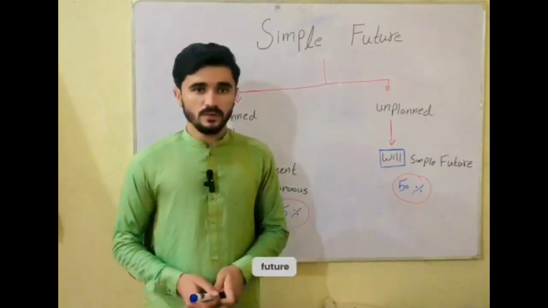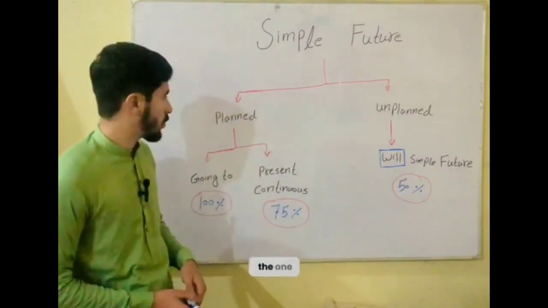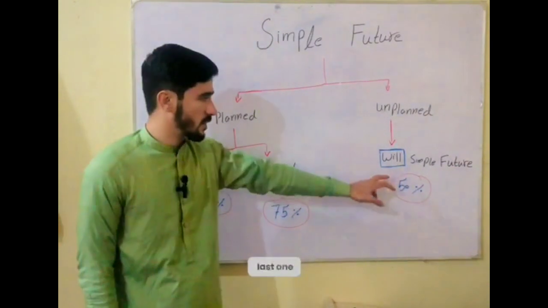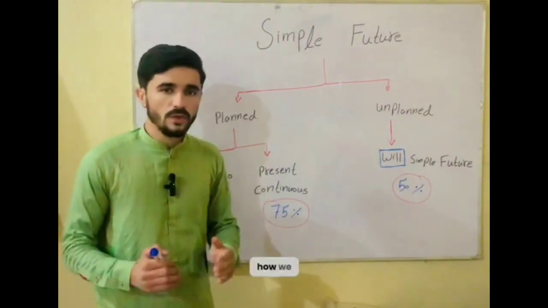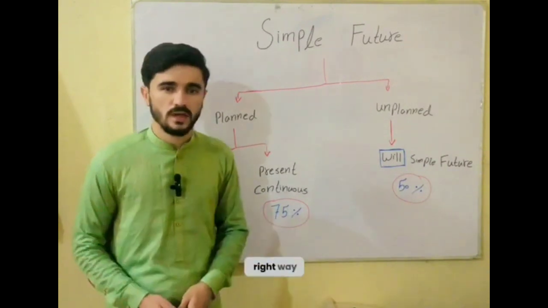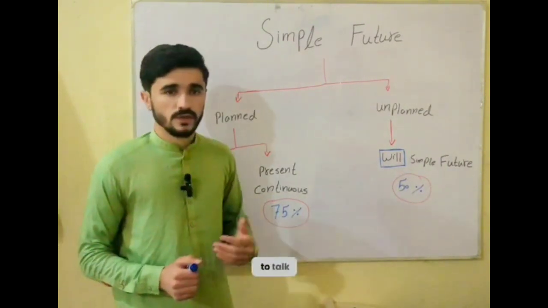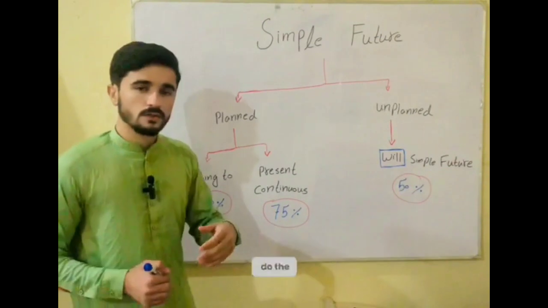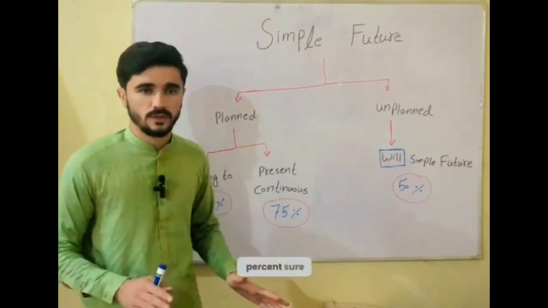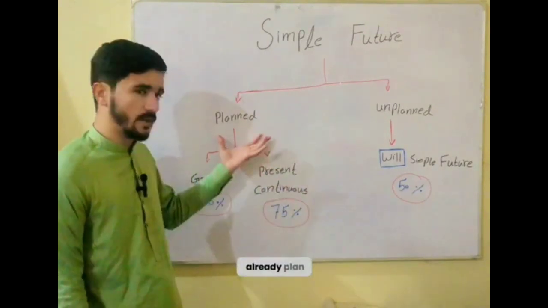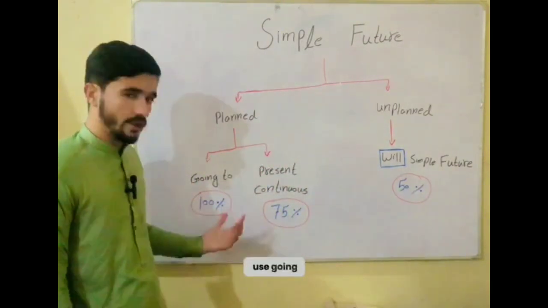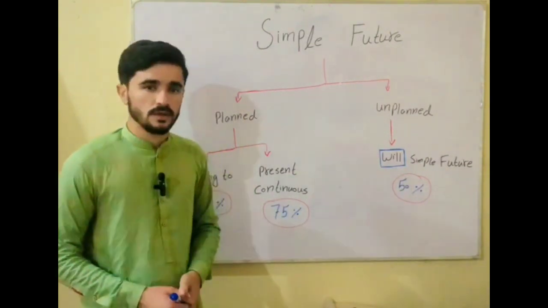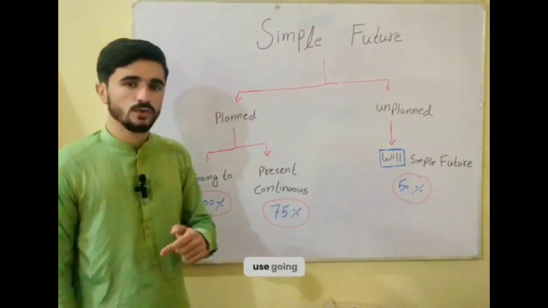How do we use simple future? We have three kinds of structure: the first one is going to, the second one is present continuous tense, and the last one is will. So how do we use these three structures in the right way? First of all, I'm going to talk about going to. When we are 100% sure, when we already plan, then we use going to. For example, I am going to go to Islamabad.